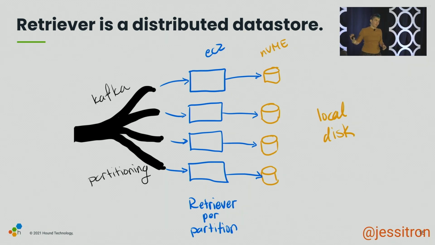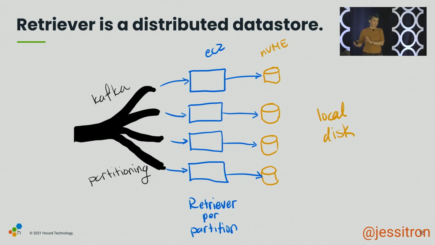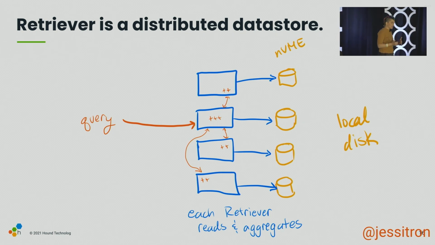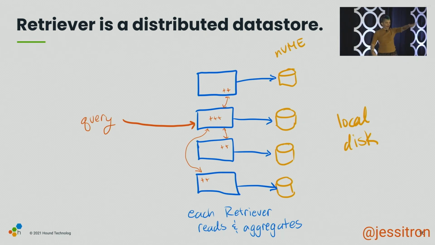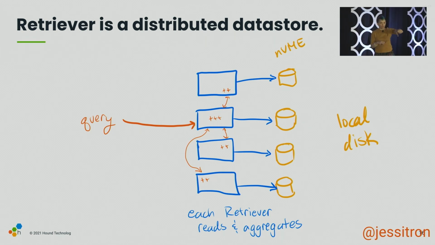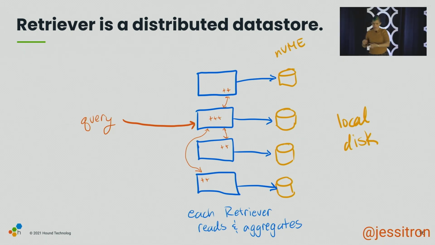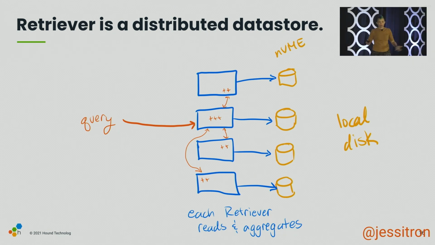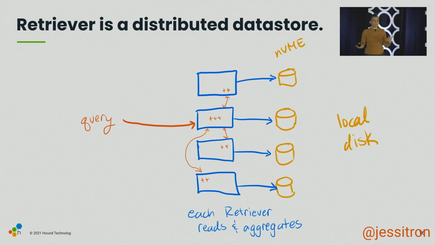Each Retriever node writes those events to its local disk. When a query comes in, it can come into any of the Retrievers, and that Retriever will fan it out to all the other nodes that have relevant data. They'll all access their disk, add up and aggregate what they have, and pass it back to the original Retriever that received the query, and that one will finish the aggregation and pass it on. So we've got a parallel map reduce process going on here. The distributed part both makes it scale better and makes it faster.